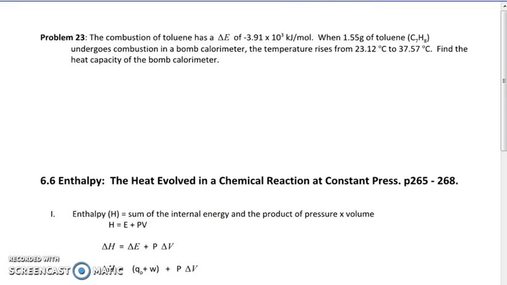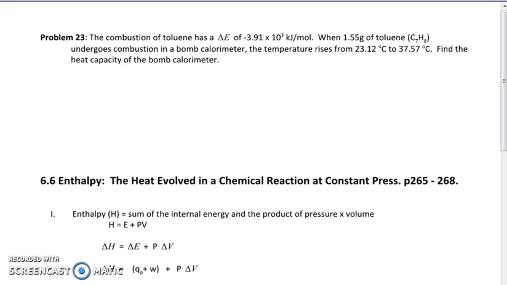Look at this one. A little bit different, isn't it? So it says the combustion of toluene has a delta E of negative 3.91 times 10 to the third kilojoules per mole. They already gave you the delta E. When 1.55 grams of toluene undergoes combustion, the temperature rises. Find the heat capacity of the bomb calorimeter.